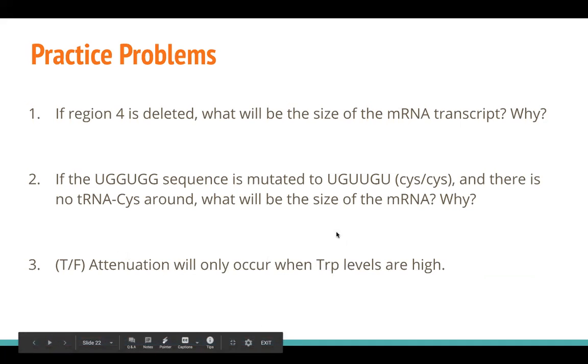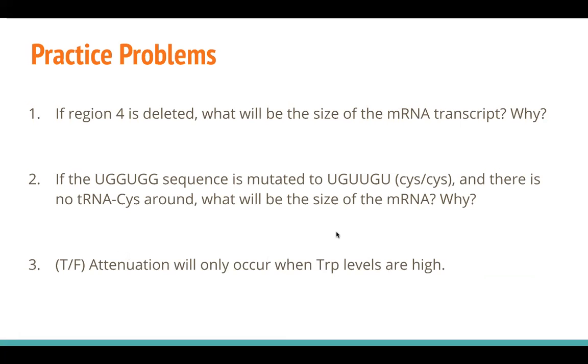But if they're high from the start, attenuation will never occur because transcription won't occur. But you're right. If it starts low and then high, attenuation will occur when TRP levels go from low to high. So attenuation will not occur if they're high from the start, because then transcription would never occur in the first place, as the repressor is bound.